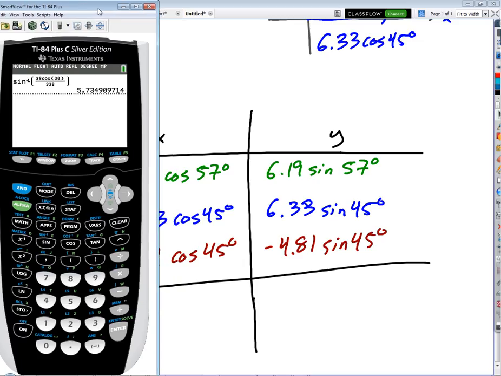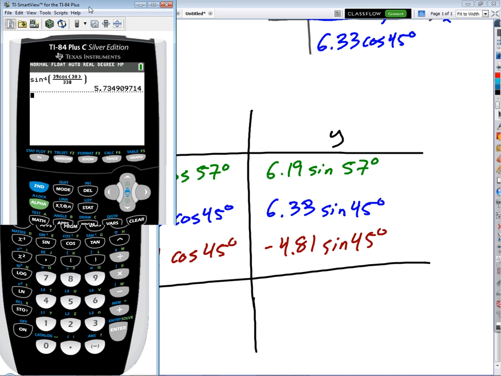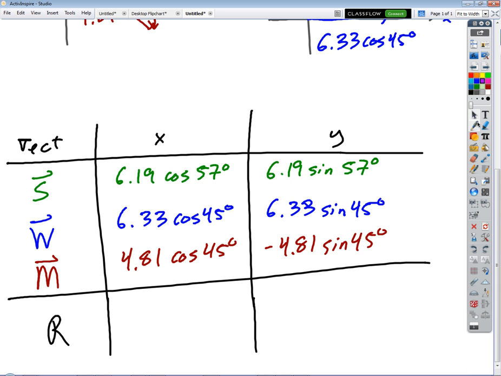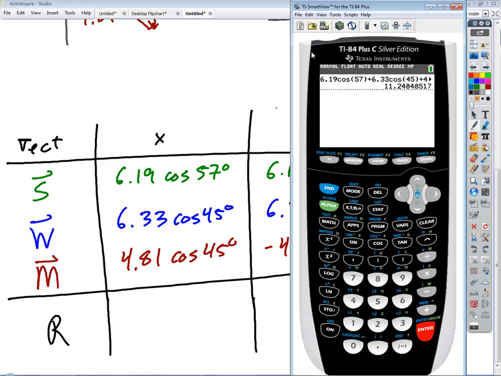Okay, so let's see if we can take care of this. We're going to add these up. Oh, I can't, I have to go over here. So if we add those up: 6.19 cosine 57 plus 6.33 cosine 45 plus 4.81 cosine 45 gives us that. This is just too much to keep track of for one person. So I'm going to approximate this decimal, but why don't we use the decimal on our calculator, right? So this is roughly equal to 11.2485.